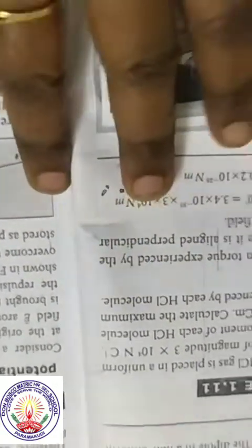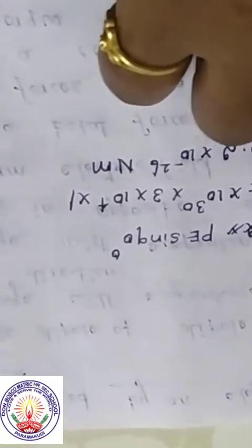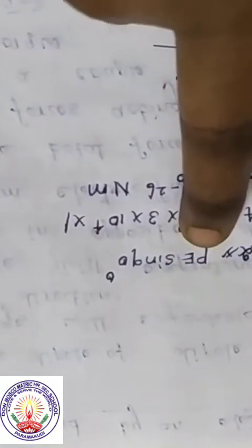So what are the given values? The electric field and the dipole moment. Next we have to calculate the maximum torque. What is the formula for maximum torque? It is PE sin 90 degree. We already know the values of P and E. Substituting these values, we get the maximum torque.